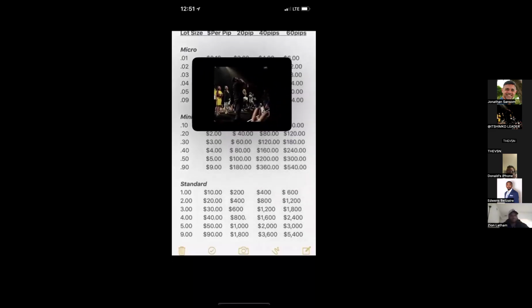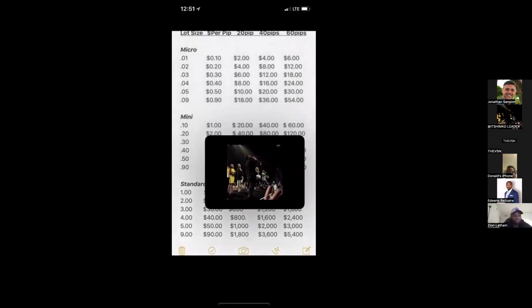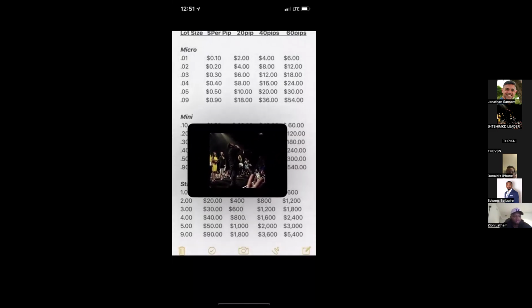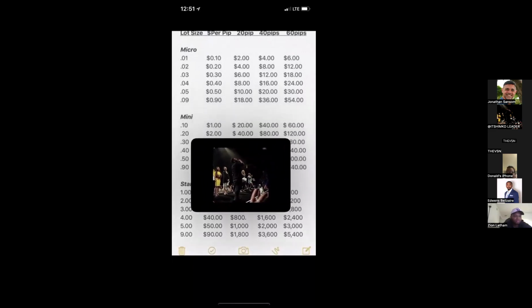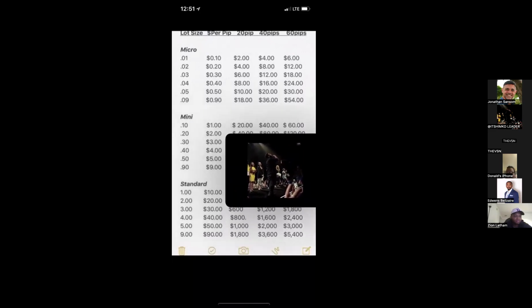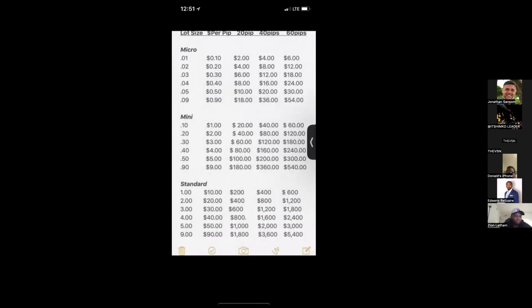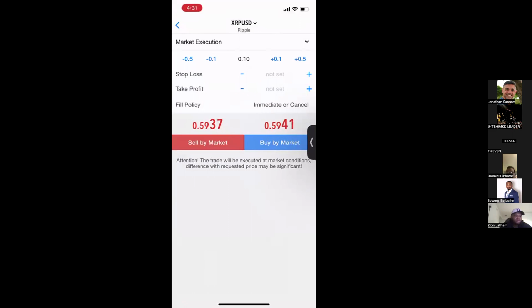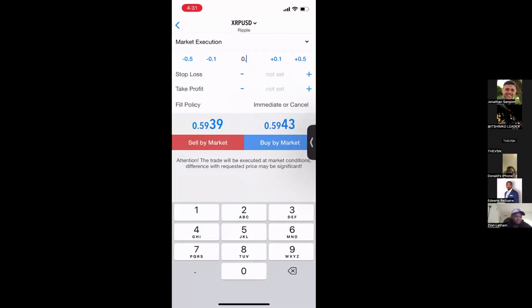Guess what? We're all gonna stay within a micro and also a mini lot. You guys could put 10 cents in, which is a 0.10, which is $1, or you guys could put a 0.20, which is $2 for the next 20 points that we're gonna collect on this trade. You guys could be able to do that, right? So we're gonna do this. We're gonna come right here. We're going to click market execution. We're going to click a 0.20 on this trade.